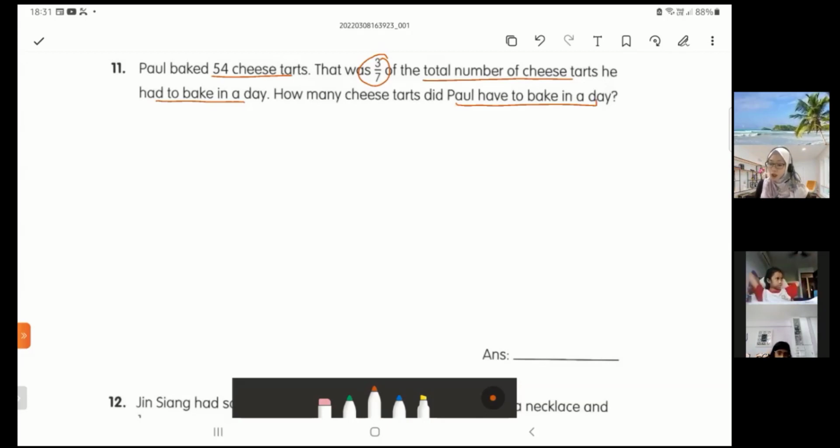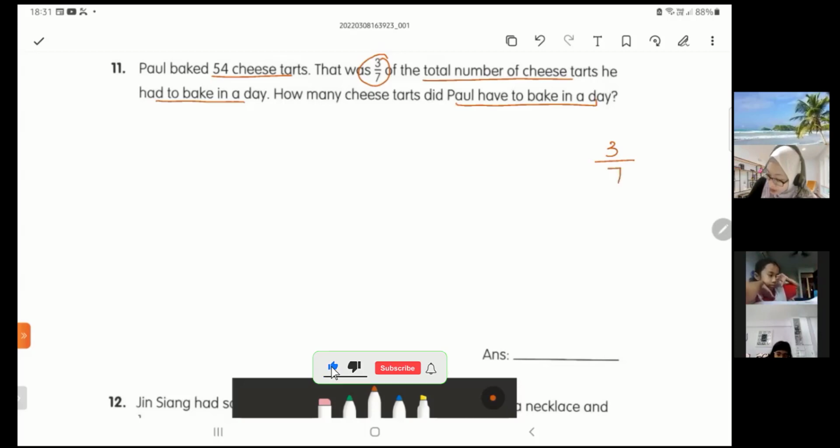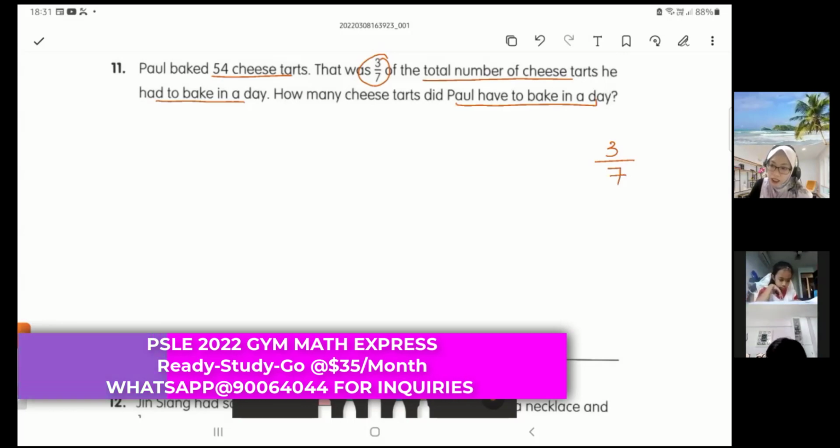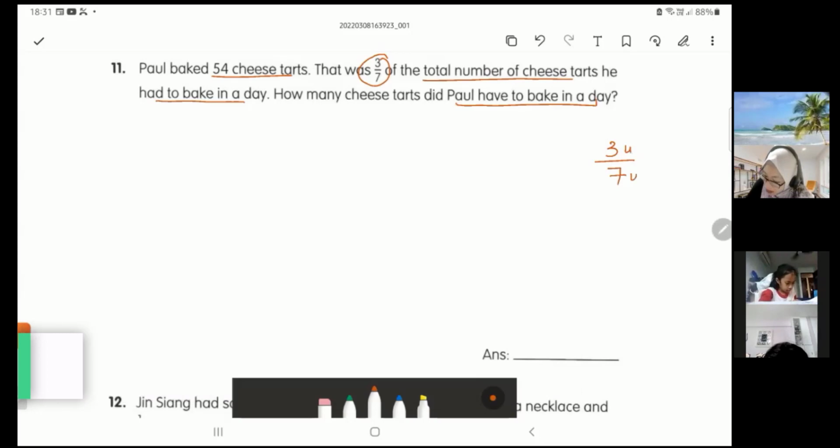All right. So if you look at the fraction, let's rewrite the fraction out. 3/7. This fraction is in its simplest form, which means it is already in its units version. Okay, so this is 3 units, 7 units. This is my denominator. It tells us the total parts.